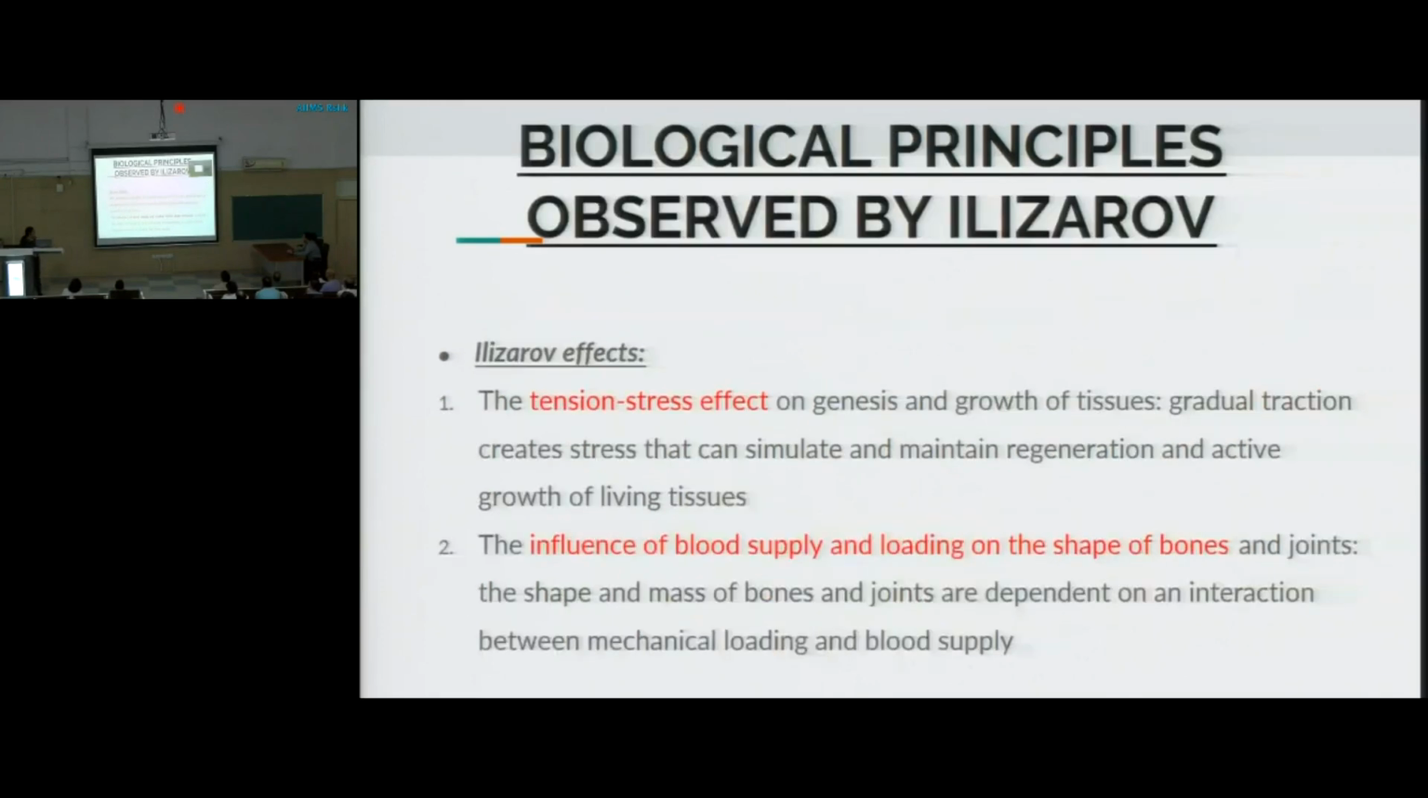And then the biological principles, as we all know, were given by Ilizarov, and there are two effects: the tension stress effect and the influence of blood supply. This tension can stimulate and maintain the regeneration of growth. This is how the tension causes bone formation, and also the influence of blood supply. If more blood supply is there, then only the growth can happen. If not, the growth can be hampered.